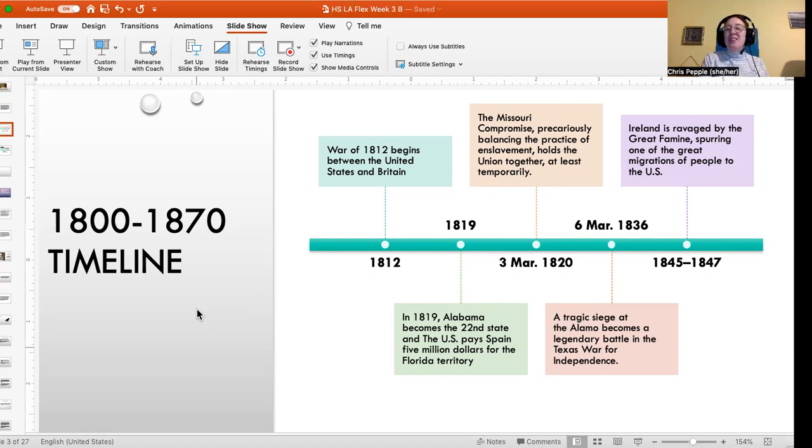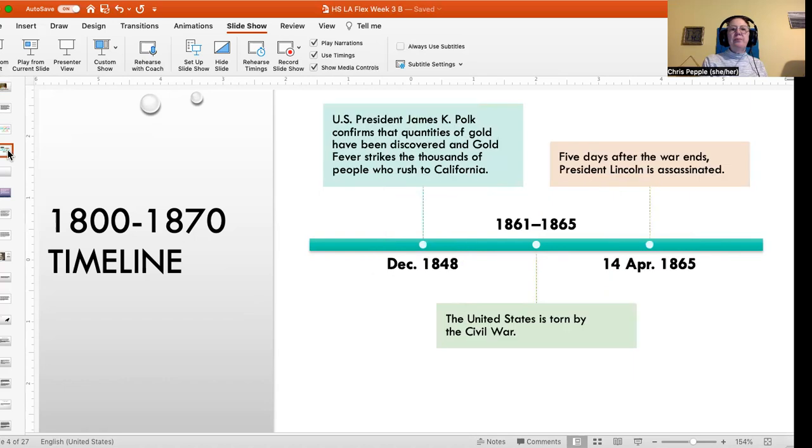We're a formalized nation now. We have a lot of opportunities to offer people. Ireland was going through the Great Famine, so we had a great migration of people to the United States looking for better opportunities. 1848, US President James K. Polk confirms that gold has been discovered, and we have gold fever and the gold rush, everybody going out to California.